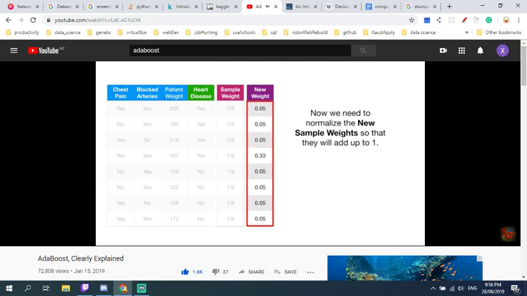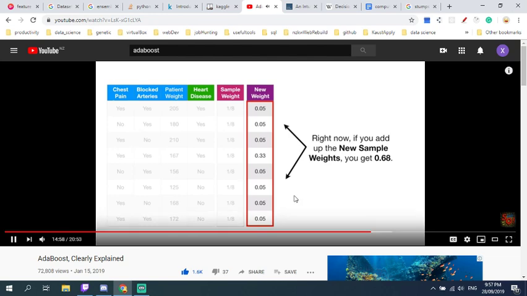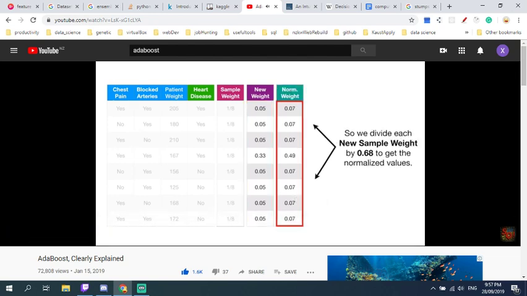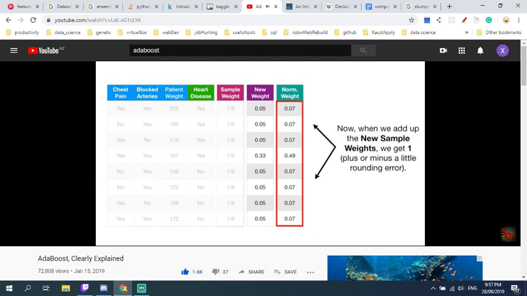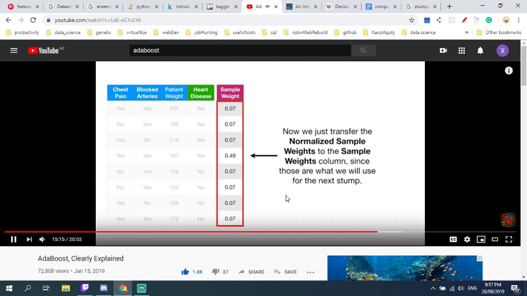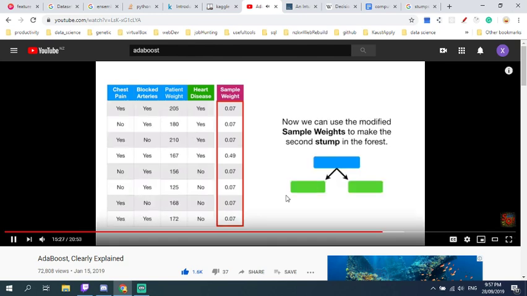Now we need to normalize the new sample weights so that they will add up to 1. Right now, if you add up the new sample weights, you get 0.68. So we divide each new sample weight by 0.68 to get the normalized values. Now, when we add up the new sample weights, we get 1, plus or minus a little rounding error. Now we just transfer the normalized sample weights to the sample weights column, since those are the weights we will use to make the second stump in the forest.